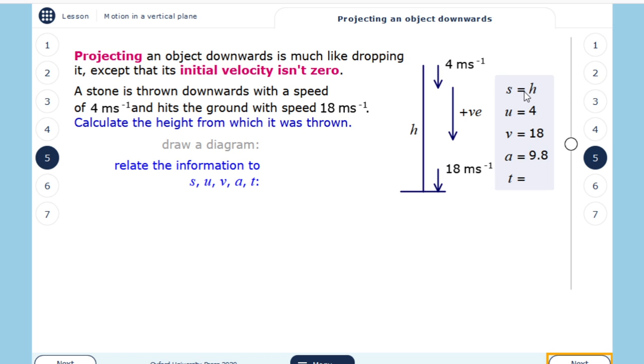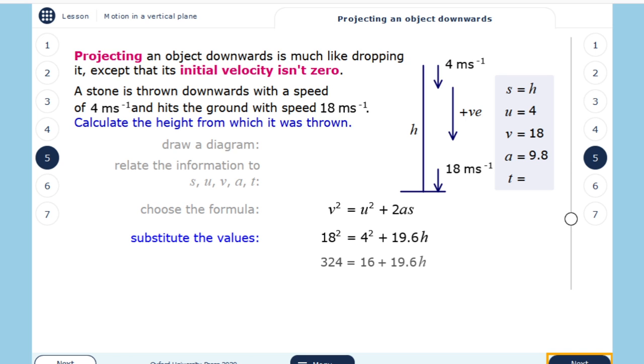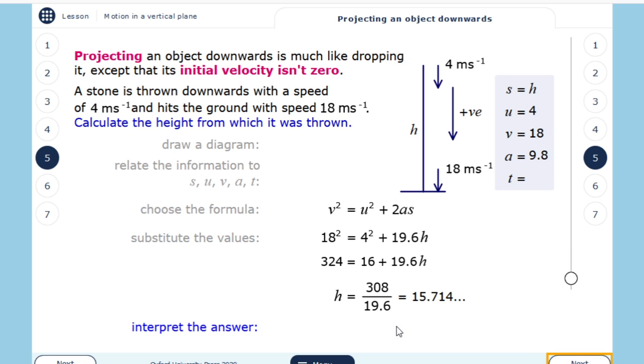Now again, how much is my S? I don't know. What's my initial speed? 4. My final velocity is 18, and the gravitational acceleration is 9.8. Now in this case, I will use this formula, which involves the final speed, the initial speed, the height, and the gravitational acceleration. Again, these formulas will be given. I substitute, and then I solve in terms of h, which is 15.714. So the height is this one.